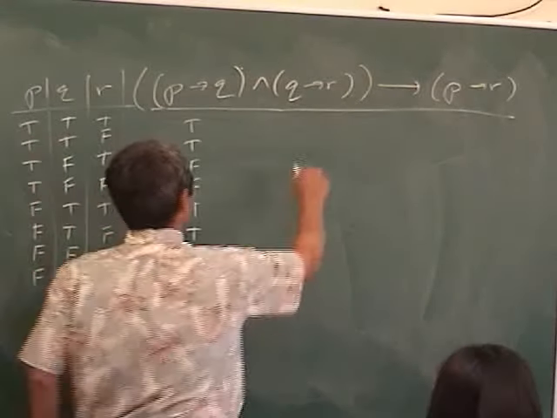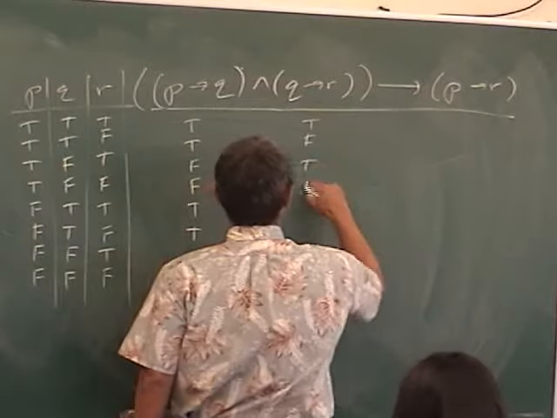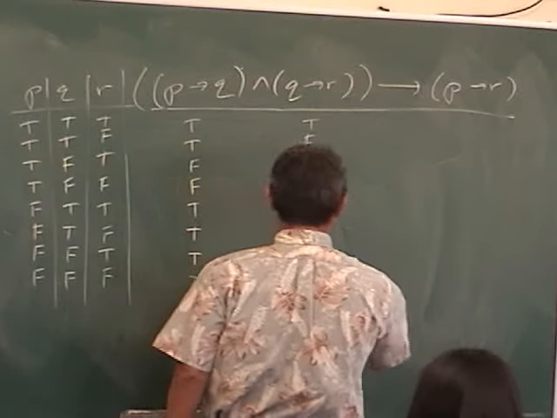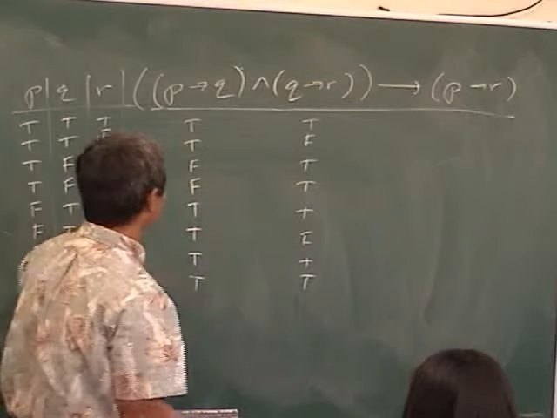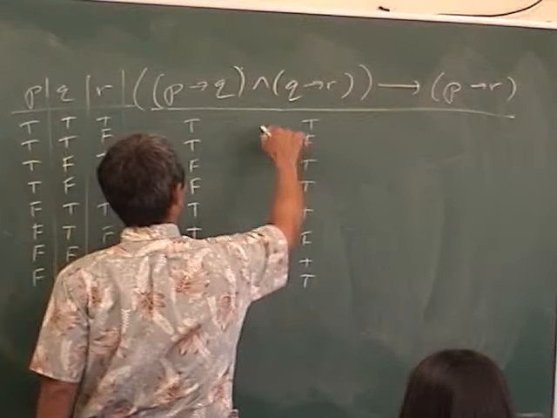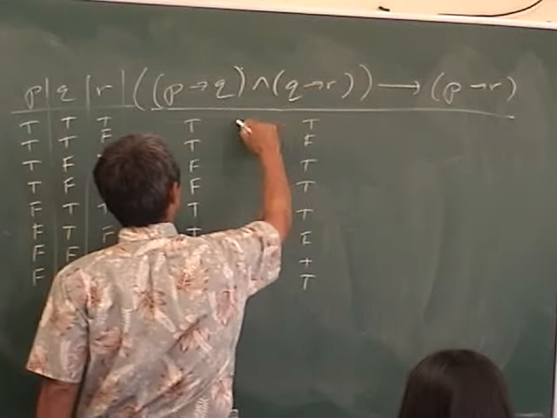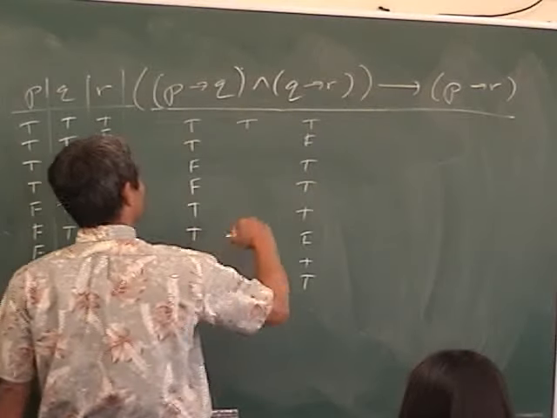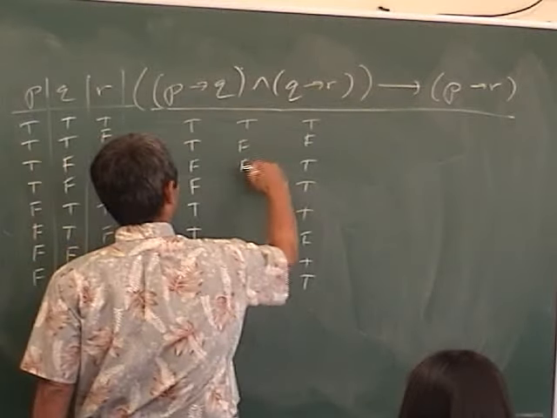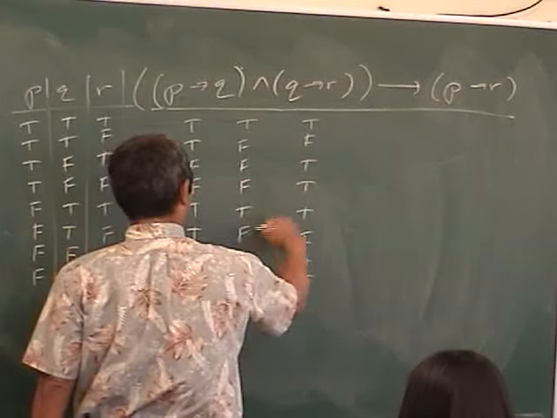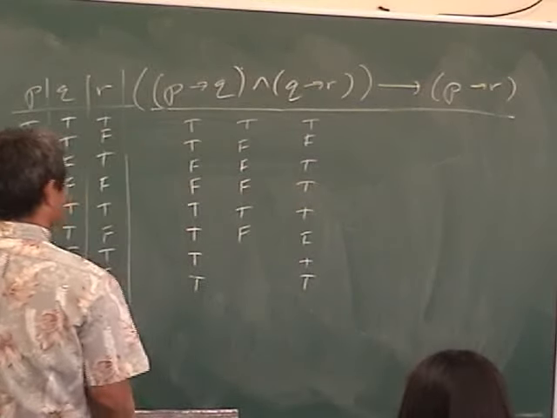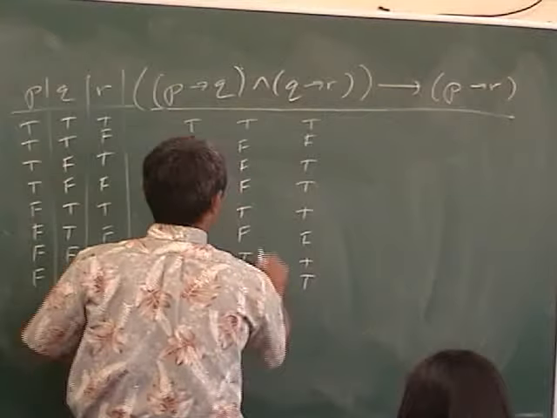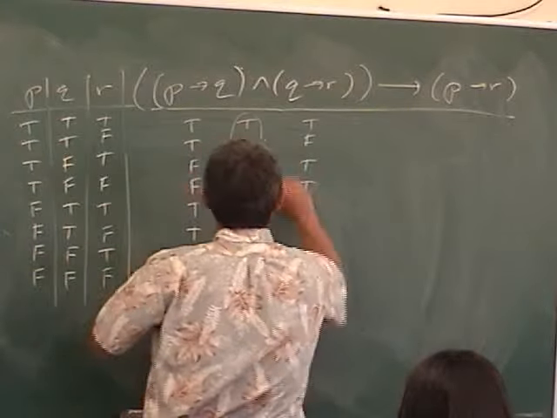Okay, that's right. True, false, true, true, true, false, true, true. Now we have to add them together. True, false, false, true, false. What? No, wait, what? True, true. Okay, so this column here represents this.